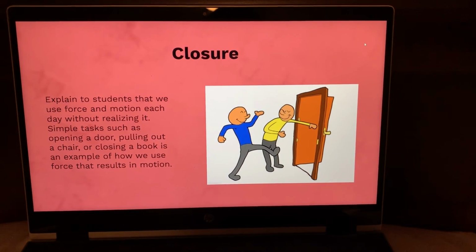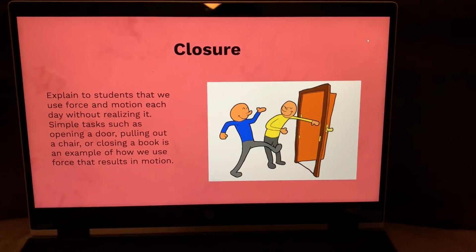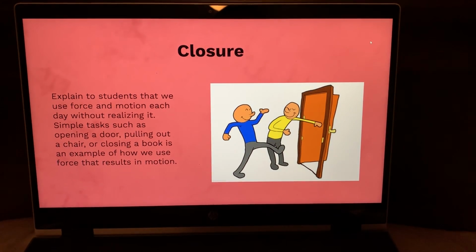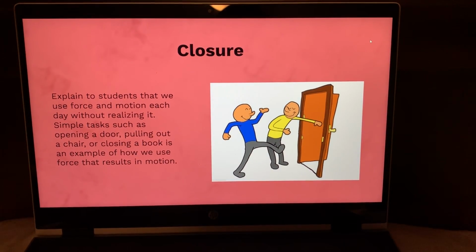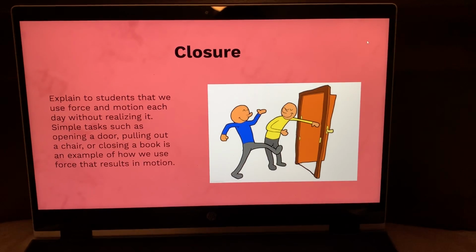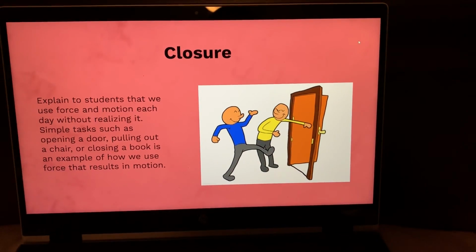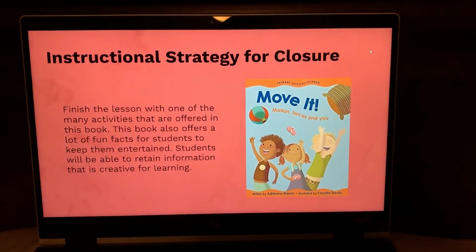The closure for this lesson, you can explain to students that every day we use force and motion without realizing it. So just explain to them that opening a door or pulling out a chair or even closing a book is an example of how we use force, and that it always results in motion.